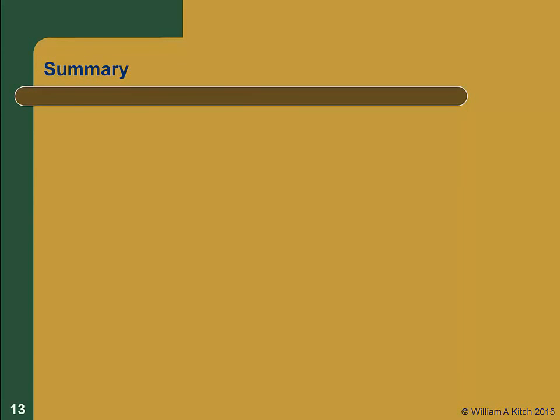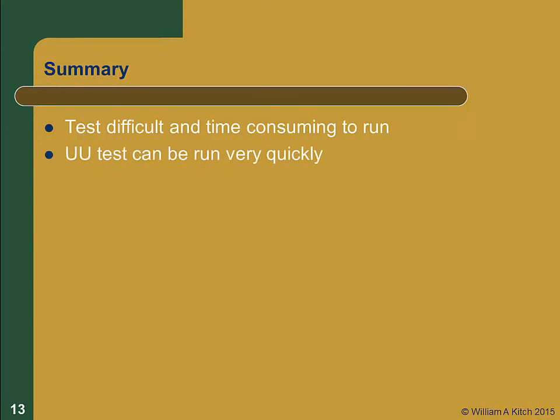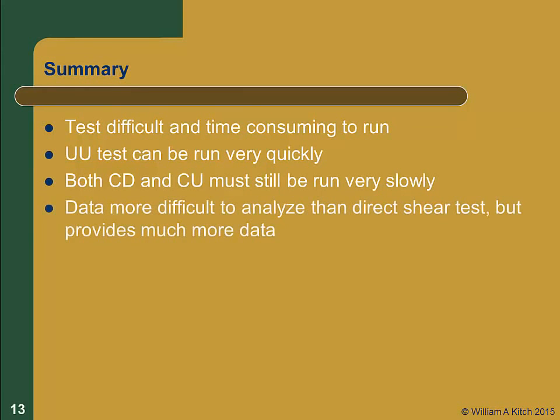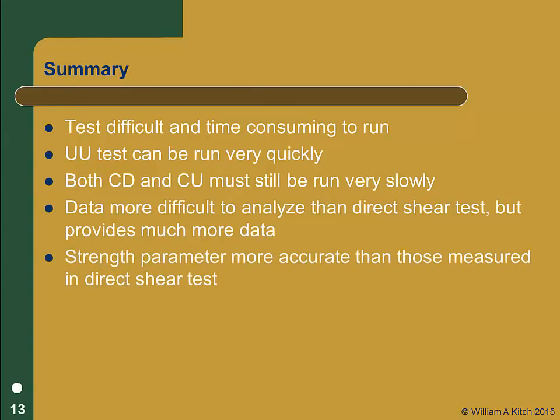The triaxial test has the following characteristics. The test is relatively difficult and time-consuming to run, with the exception of the UU test, which can be run very quickly. However, both the CD and CU tests must be run very slowly so that shear-induced pore pressures can dissipate or equilibrate throughout the specimen. The data is more difficult to analyze than the direct shear data, but at the same time we get much better information from these tests. Finally, the strength parameters measured in the triaxial test are more accurate than those measured in the direct shear test.